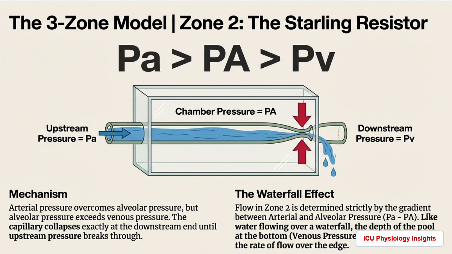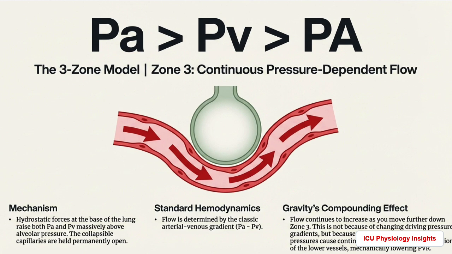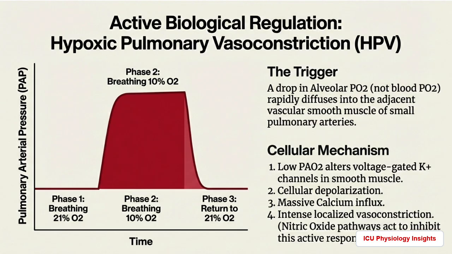Just like a waterfall, the flow is set by the height of the fall, not by how deep the river is at the bottom. And finally, we get down to Zone 3, at the base of the lungs. Here, the system behaves much more conventionally. The hydrostatic forces have raised both the arterial and the venous pressures so that they're both greater than the alveolar pressure. The capillaries are held wide open, and blood flow is determined by that classic arterial to venous pressure difference. And flow just keeps increasing as you go further down this zone because of that ongoing recruitment and distension we talked about.